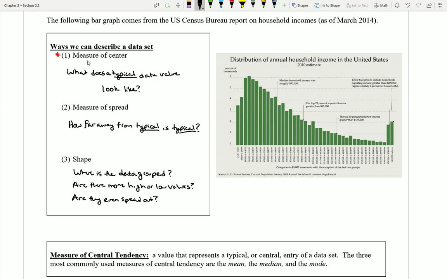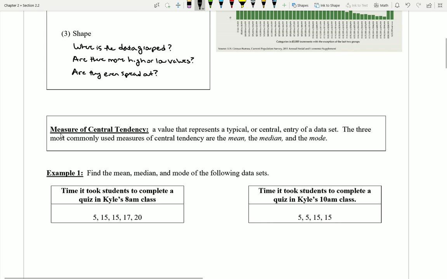Our goal in this section is to talk about measures of center. I've already kind of alluded to one of the possible ways that we can measure what a typical data value looks like. Down here in the box, I list our definition of measures of central tendency. It's a value that's going to represent a typical, central, or representative entry of a data set. There are three commonly used measures of central tendency, and for most of us this is no surprise: the mean, the median, and the mode.